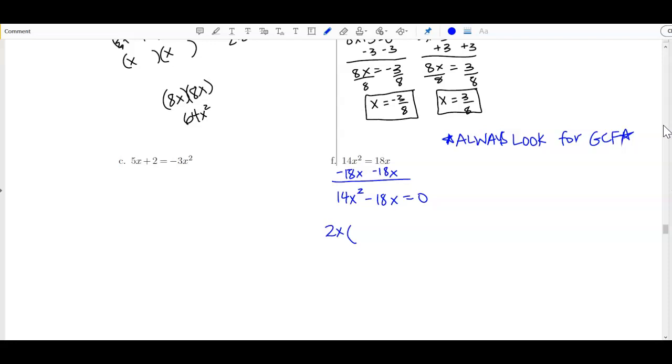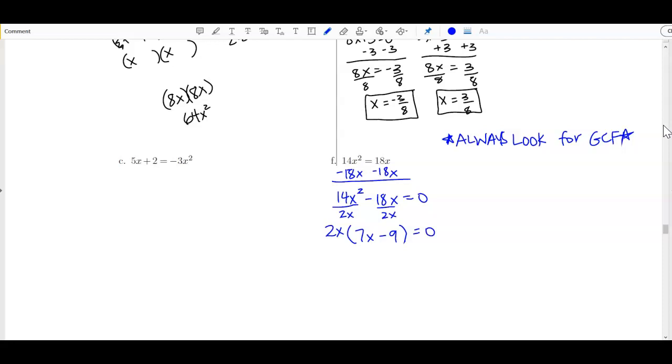All right, and so what I'm really doing is dividing each of those parts by 2x. And then in the parenthesis, I'm just going to have my leftovers. So 14x squared divided by 2x will give me 7x, and negative 18x divided by 2x will give me minus 9.